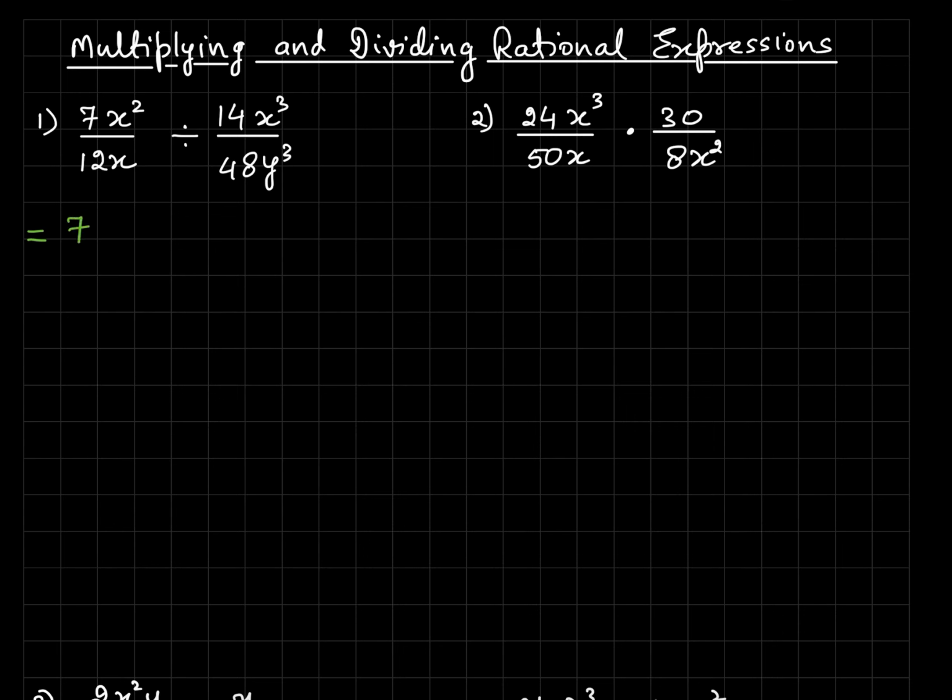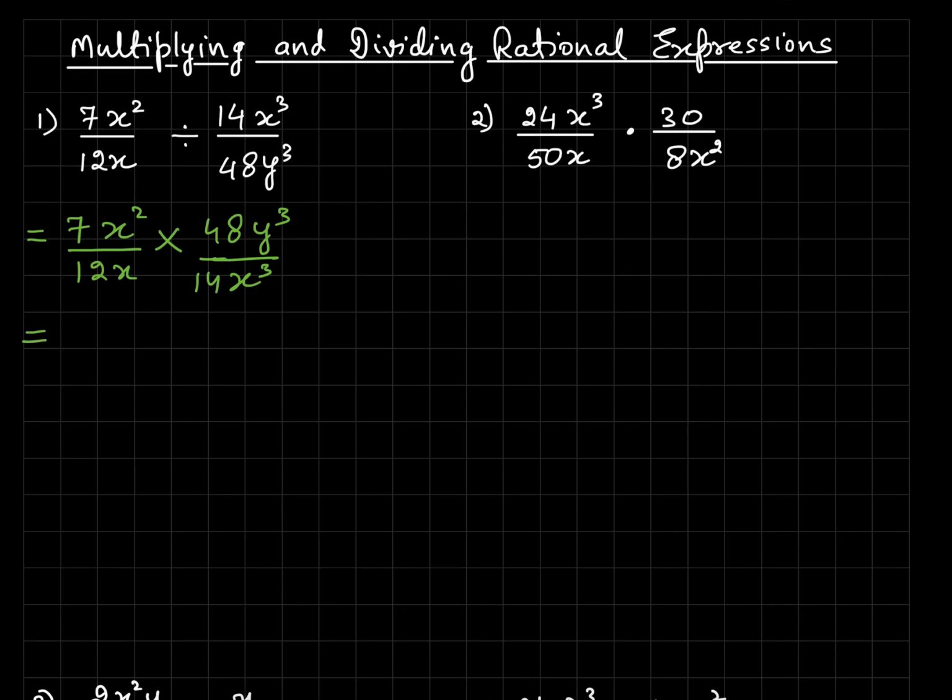So this is 7x squared over 12x, division. I can write it in multiply form, and as we do in fractions, when we divide, the second fraction is flipped over. We write the reciprocal of it, or we flip the second fraction. So this is 48y cubed over 14x cubed.